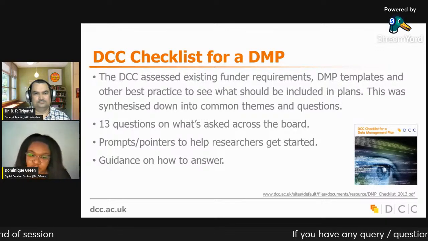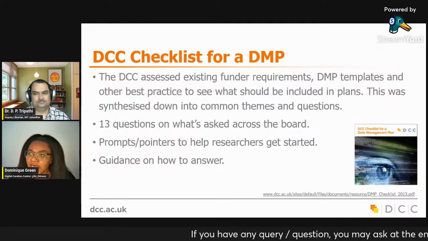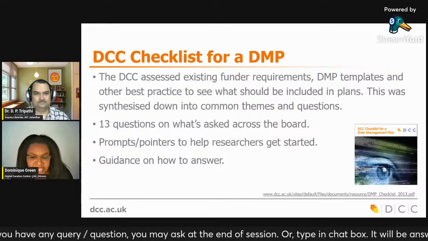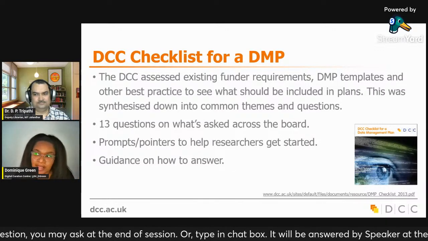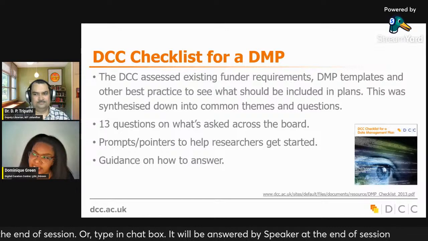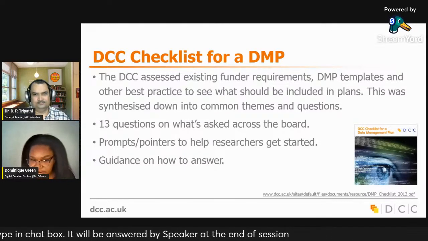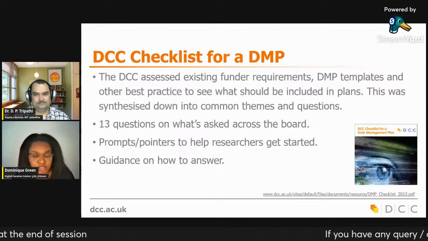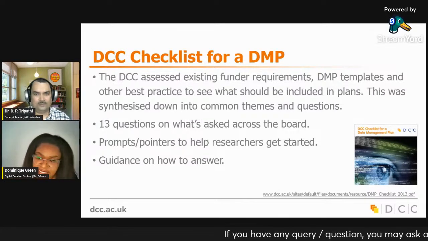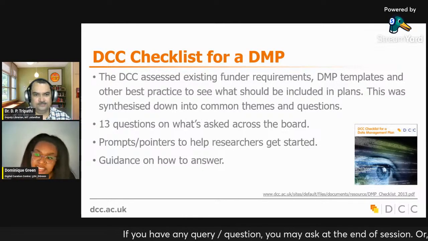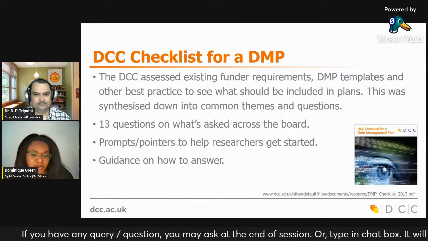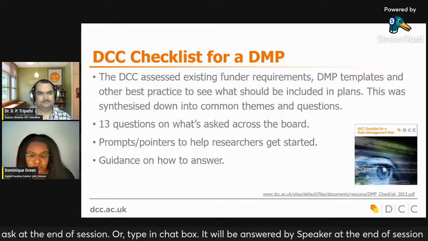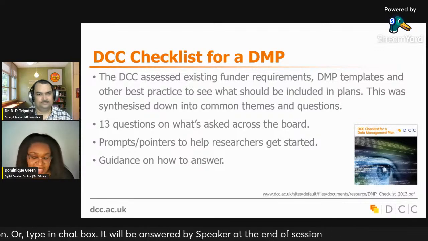I'm going to plug this one here that was created by the Digital Curation Centre. And I really like this one because what it did was it assessed existing funder requirements across the UK, the European Union, and I think it's also relevant here because there's a lot of projects available that are collaborative projects with India and those different countries. So I find that this would also be helpful. But this checklist assesses different funder requirements, different data management plan templates, and other best practice to really see what should be included in plans.